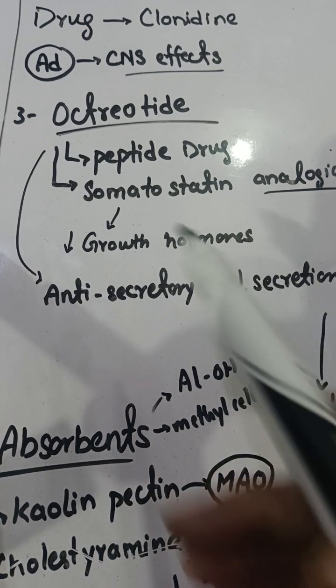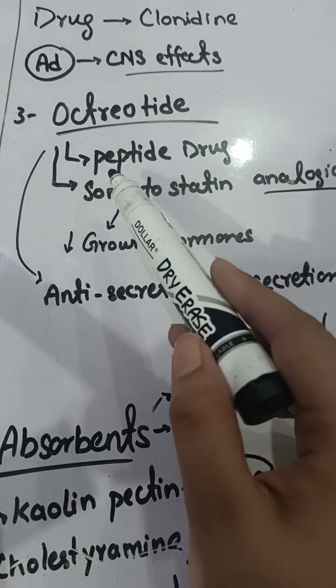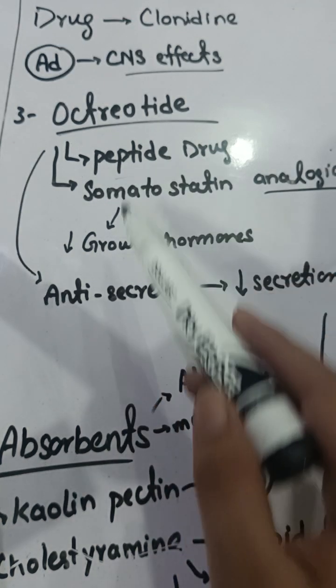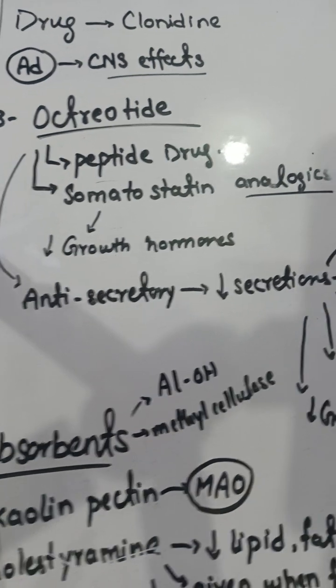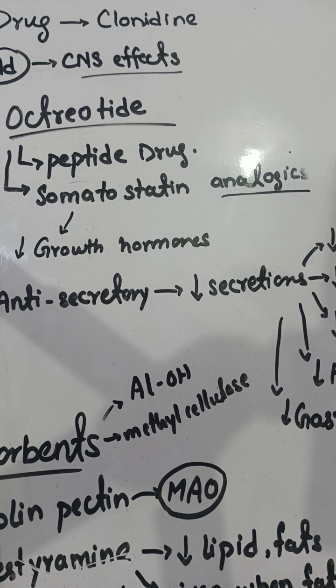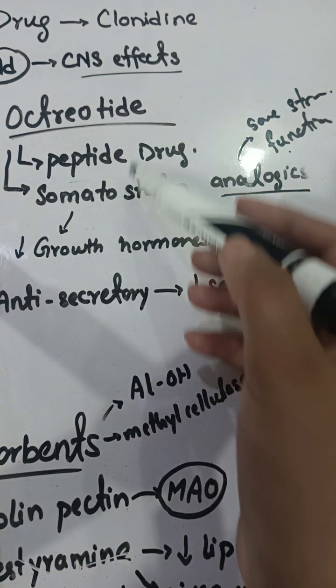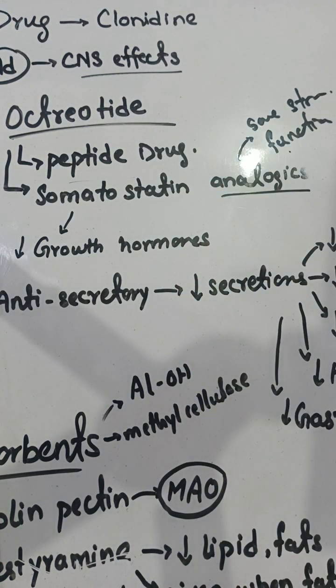Now let's discuss the third class of drug, which is octreotide. So octreotide is actually a peptide drug. Peptide drug means having protons. Now it is also called a somatostatin analog. Analog means the two compounds have the same structure, as well as the same function. So it means somatostatin and octreotide: these two drugs have the same structure as well as the same function.